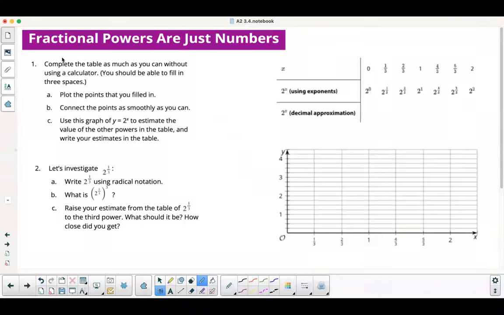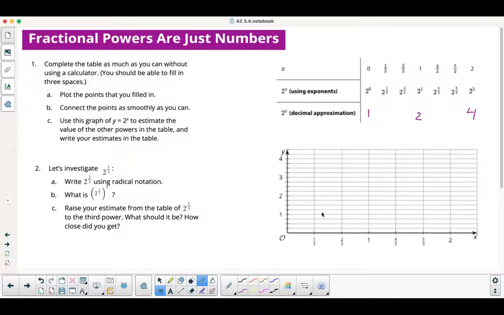All right. Complete the table as much as you can without using a calculator. You should be able to fill in 3 spaces. Okay. So 2 to the 0 is 1. 2 to the 1st is 2. And then the last one here, 2 squared is 4.